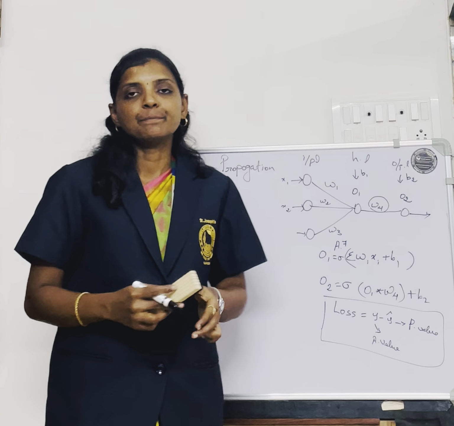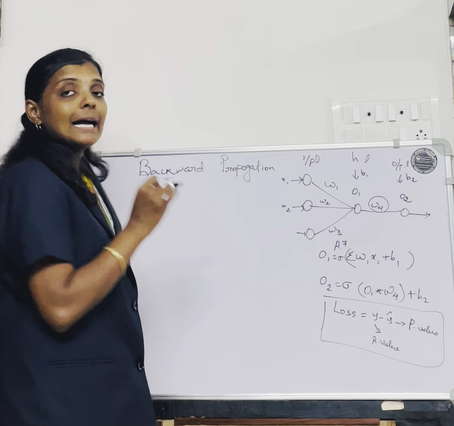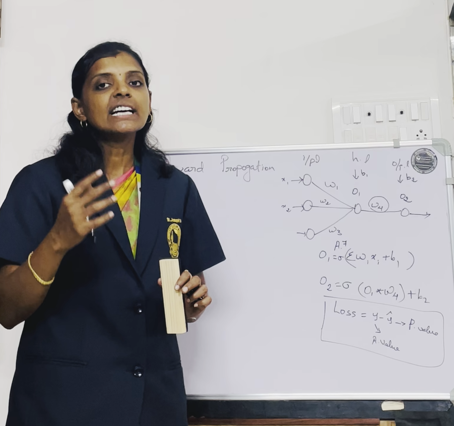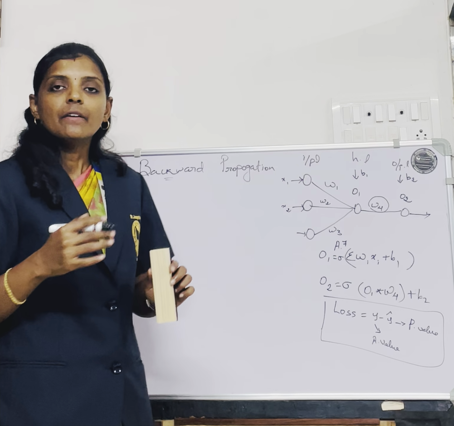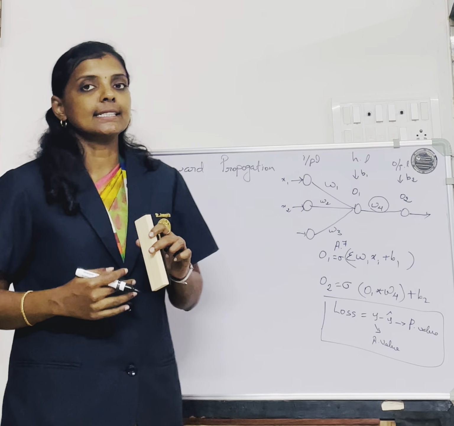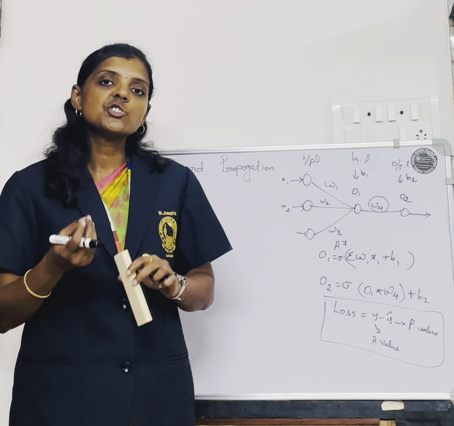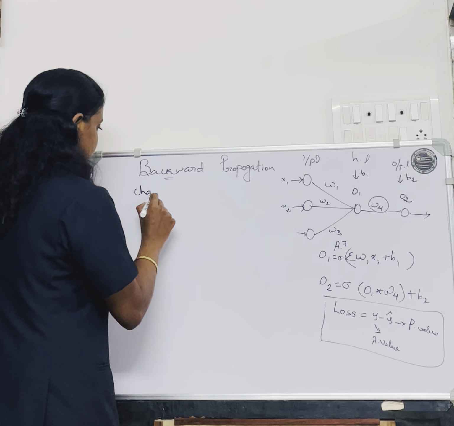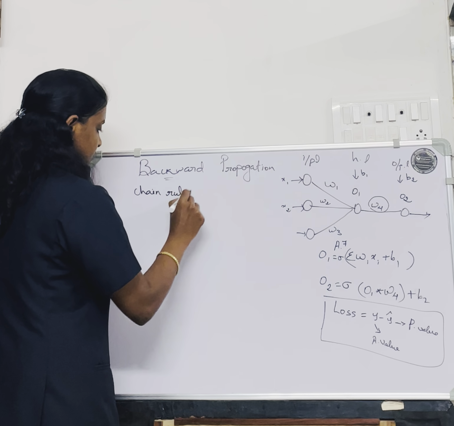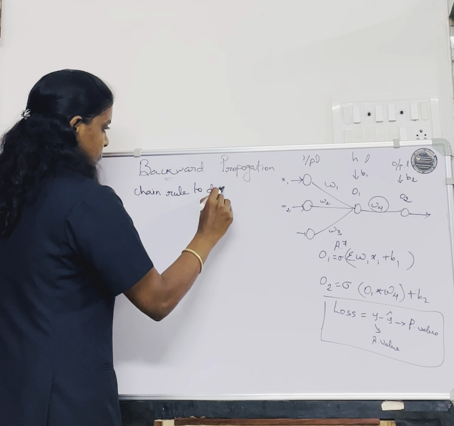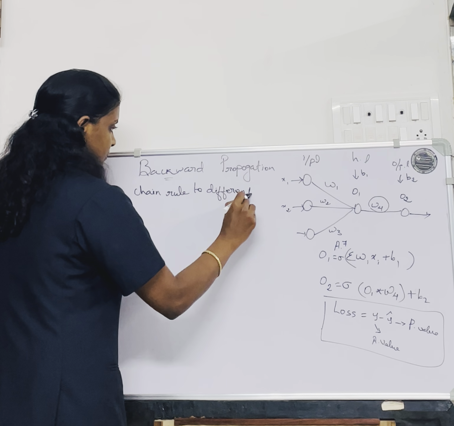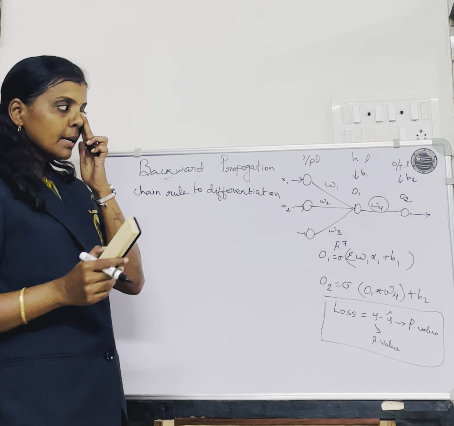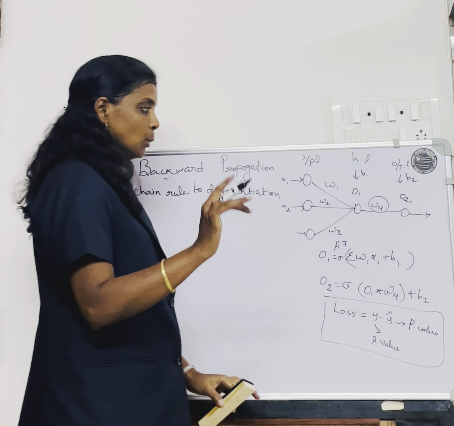Okay. Next, already I told that back propagation has two categories. One is weight updation, another one is chain rule of differentiation. Weight updation is completed. Next, I am going to discuss chain rule of differentiation. Okay, chain rule, it's a very simple one. Once again I will repeat.